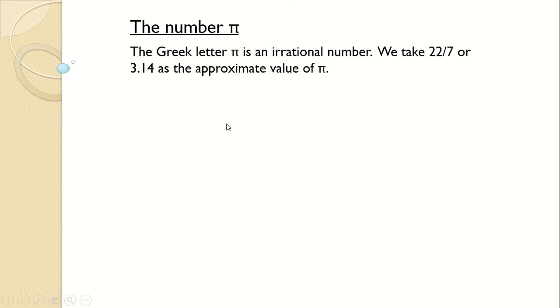Now the number pi, I told you in the previous class also, it is an irrational number. The Greek letter pi is an irrational number, and its value we take as 22/7 or 3.14. This is an approximate value of pi that we take. Okay.